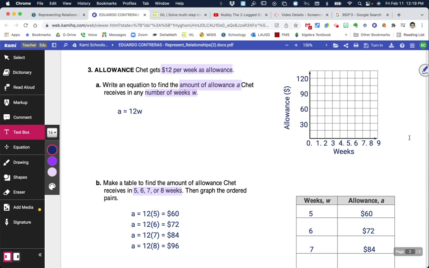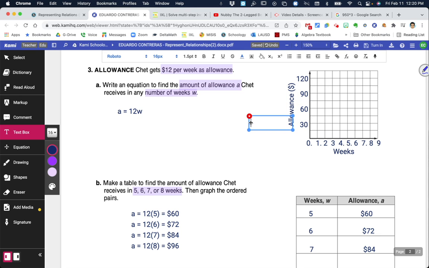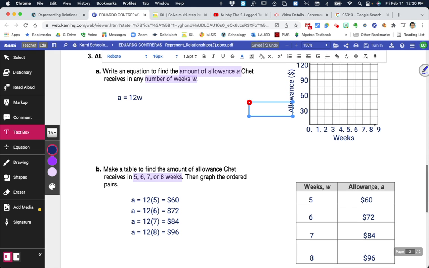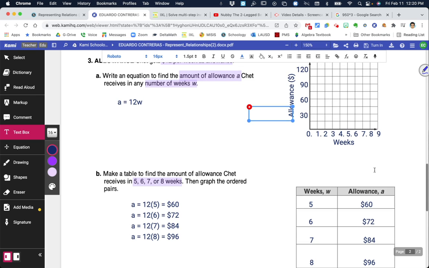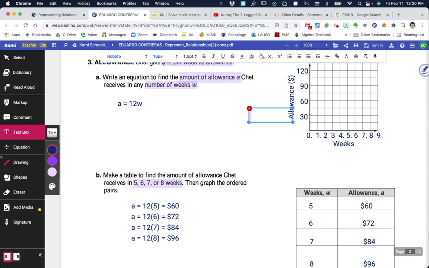All right. So now we got our graph. We're measuring weeks on the x-axis, allowance in dollars on the y-axis. We just have to plot our points. So we have that information here below us. So to plot the points, go to drawing. Is everybody ready to start plotting points? You guys are ready? Okay.